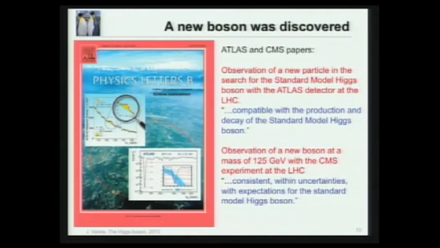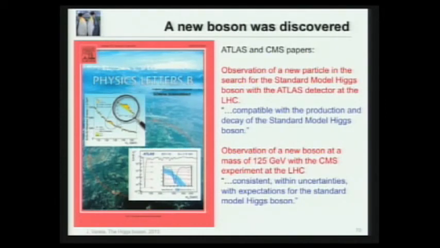So, the title of the ATLAS paper is Observation of a New Particle in the Search for the Standard Model Higgs Boson with the ATLAS Detector at the LHC, and a statement says, at some point in the paper, compatible with the production and decay of the Standard Model Higgs Boson. And the CMS paper title is Observation of a New Boson at a Mass of 125 GeV with the CMS Experiment at the LHC. And we say consistent within uncertainties with expectations from the Standard Model Higgs boson.